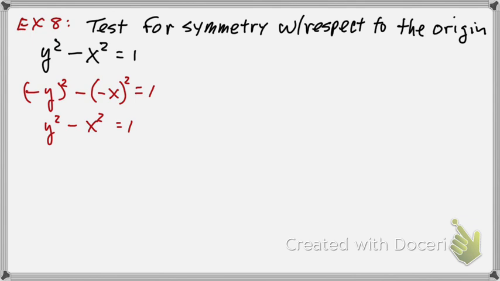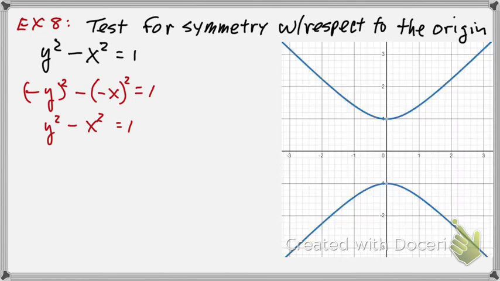If there was a plus in between those two things, I'd have a circle with radius 1, but there's a minus in there. What in the world is that graph going to look like? I know if I can rotate it 180 degrees, it's going to look the same, but what's it going to look like? This. If I put a pin right there and rotate that whole thing around 180 degrees, it would look identical. So yes, it does have symmetry about the origin.